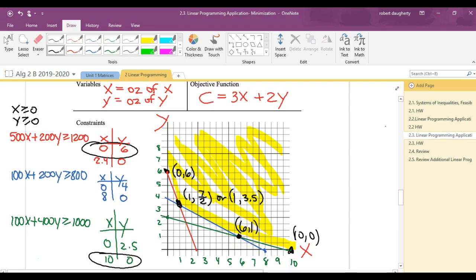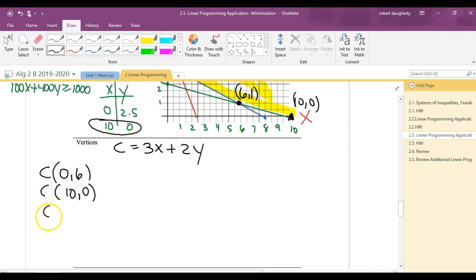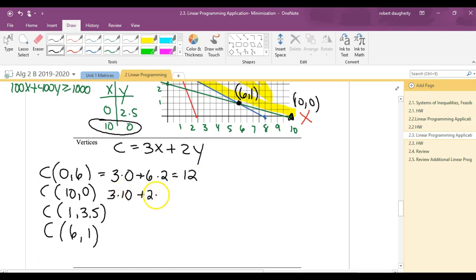A lot of work, but now I have 4 vertices. What do I do with them? I've got the vertices and the objective function. Cost equals 3x plus 2y. So I've got to figure out what the cost is at 0, 6, at 10, 0, at 1, 3.5, and at 6, 1. This first one is 3 times 0 plus 6 times 2, which is 12. This one is 3 times 10 plus 2 times 0, which is 30. The next one is 3 times 1 plus 2 times 3.5.